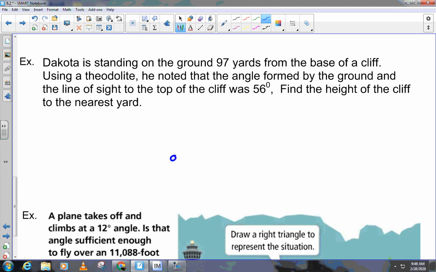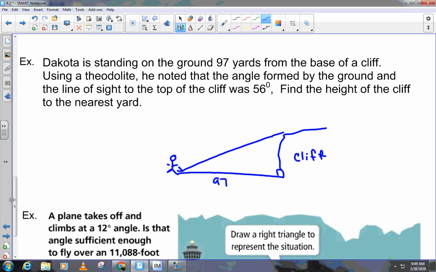Okay, so here is Dakota. Okay, here is a cliff. Okay, he is standing 97 yards from the base of the cliff. Now the cliff is going to make a right angle with the ground in a perfect world, right? Now he's got this little thing called a theodolite. It's a little tool that measures the angle with the ground and the line of sight to whatever it's looking at. Okay? This measures the angle. And it says that that angle is 56 degrees. The height of the cliff is what I'm looking for, and I'm standing 97 yards away from the base of that cliff. Okay?